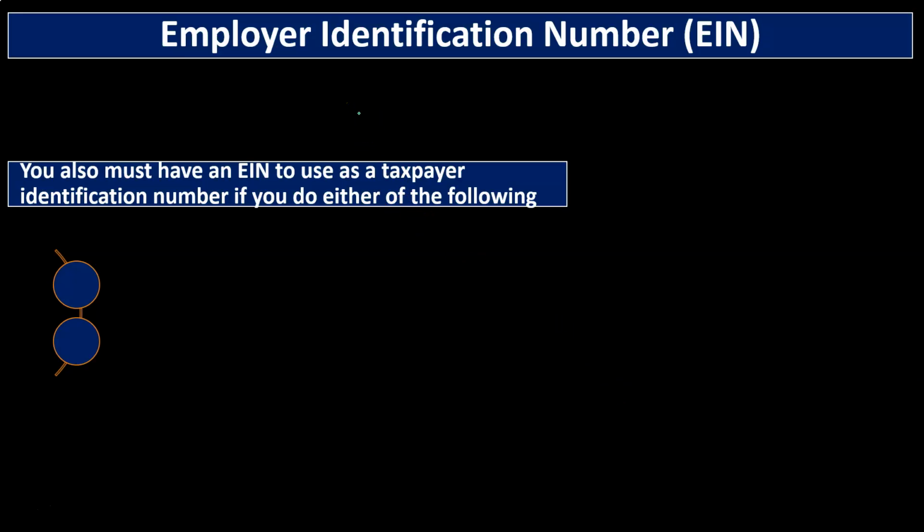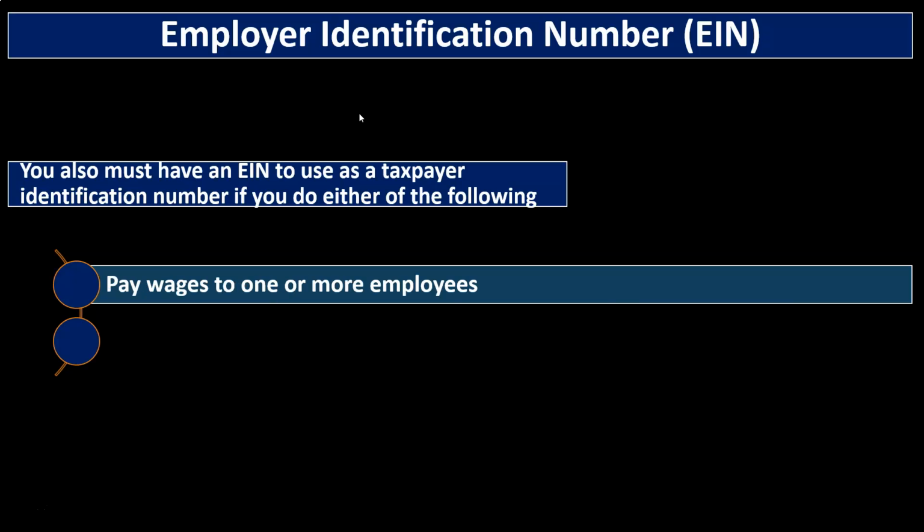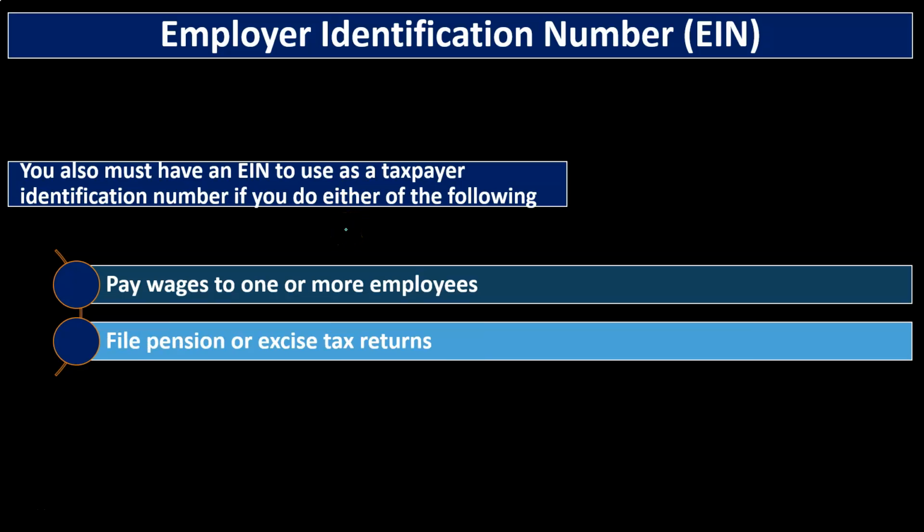And again, if you're looking at the Schedule C, most of the time you have questions about the EIN, employer identification number. Do I need one? Would it be beneficial for me to have one? So here are the circumstances when you would need one. You must have an EIN to use as a taxpayer identification number if you do either of the following. One, you pay wages to one or more employees. So if you pay wages, then your social security number is no longer sufficient. The IRS wants another EIN number in order to track that process. So if you have employees, then you're going to need an EIN, and two, file pension or excise tax returns. So these are the 2 circumstances where you're required to have an EIN.